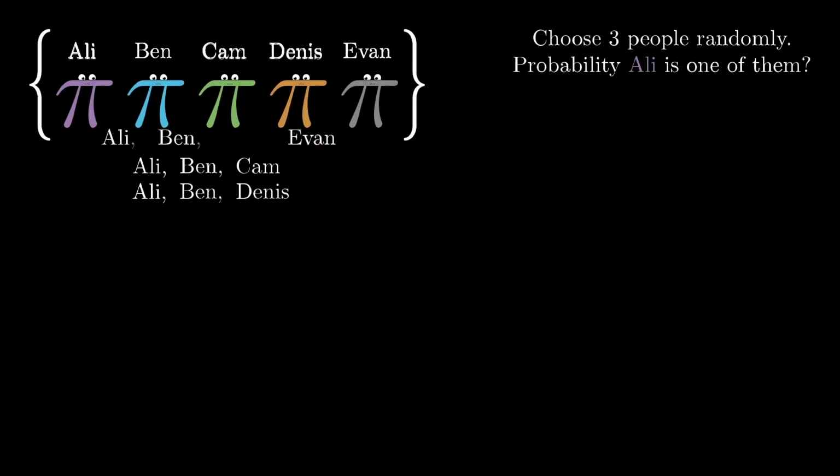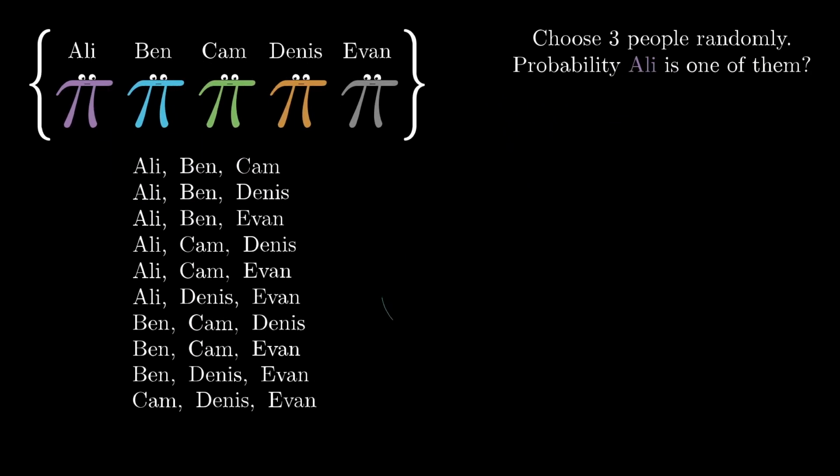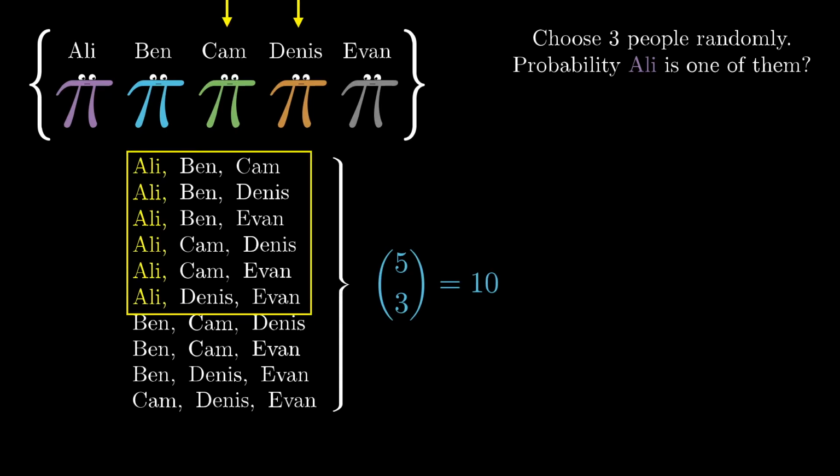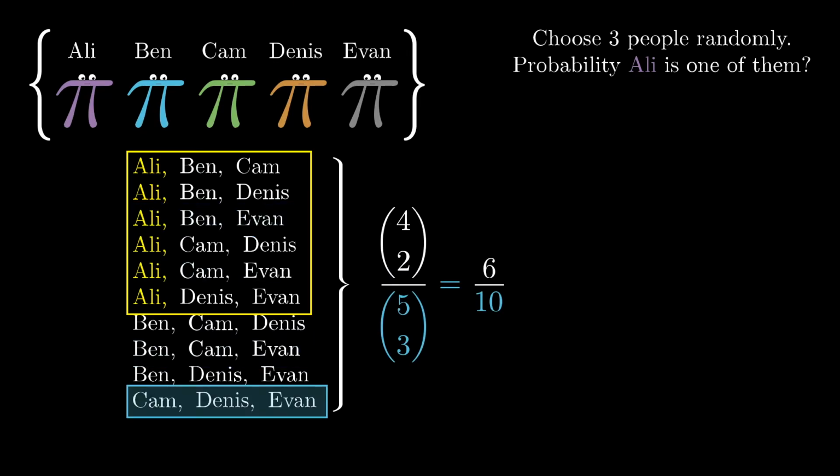Well, there's 5 choose 3 total possible triplets, which is 10. And then how many of them contain Ali? Well, if you know Ali is in the batch, then you have to choose 2 from the remaining 4. So that's 4 choose 2 remaining options, which we saw earlier as 6. So it's a 6 in 10 chance that a randomly chosen triplet contains Ali.